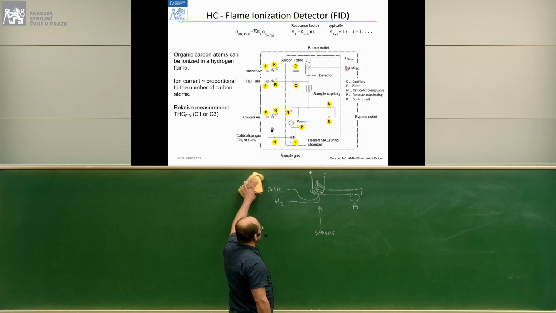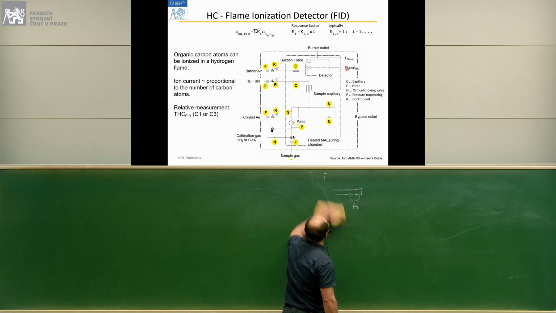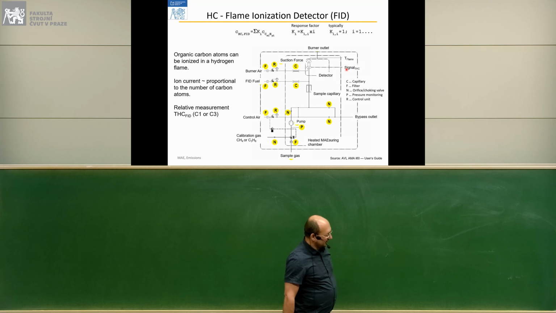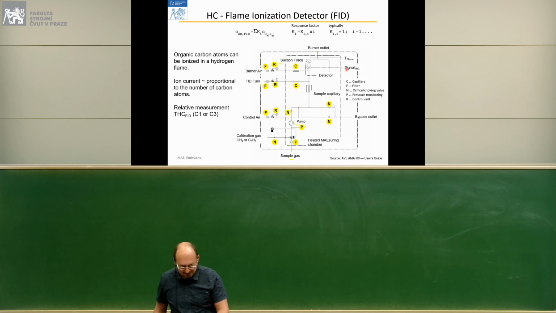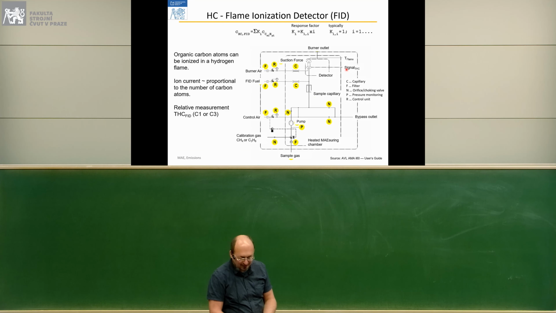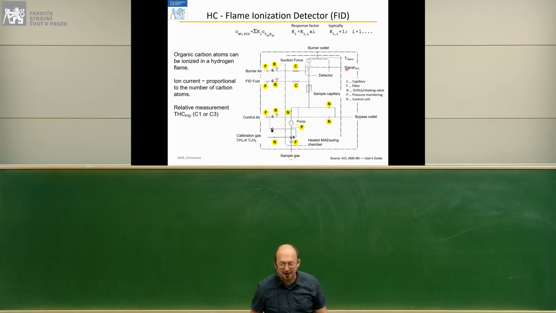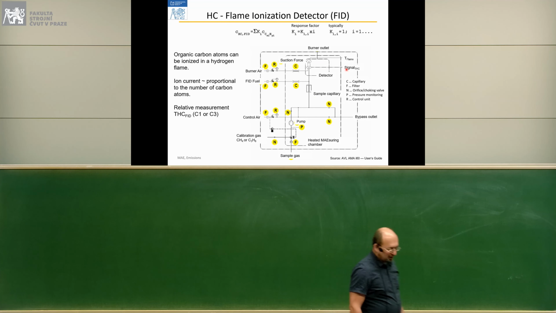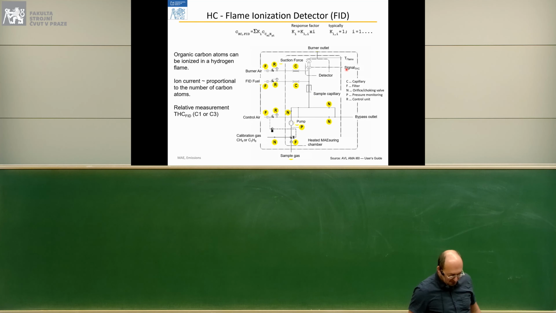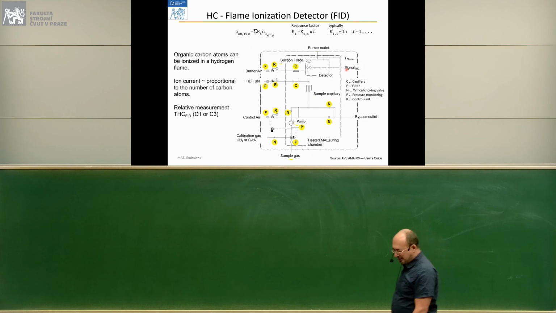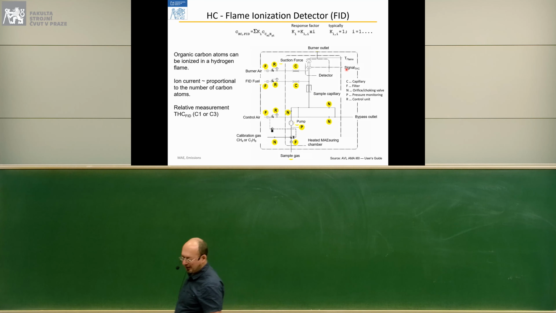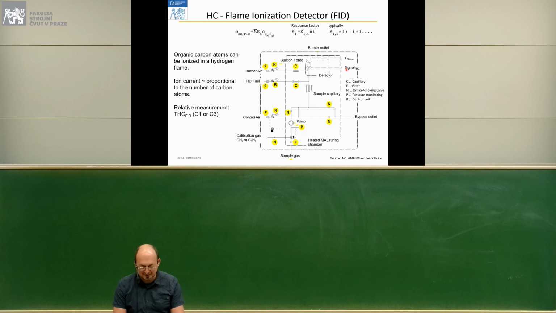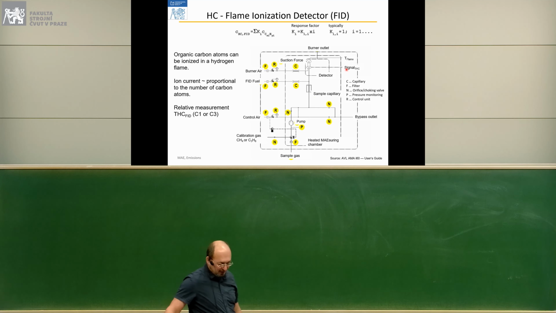Flame ionization detector is very linear. There is zero response at zero concentration, and the response is proportional to the carbon atom concentrations. Now, oxygen atoms, if you have them in a sample, they tend to decrease the response. So if you are measuring oxygenated compounds like formaldehyde, for example, with a flame ionization detector, you get lower measurement.